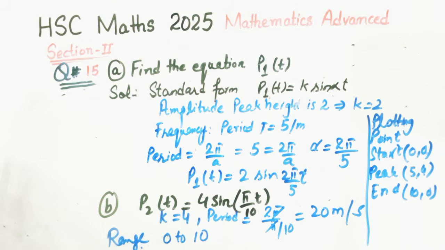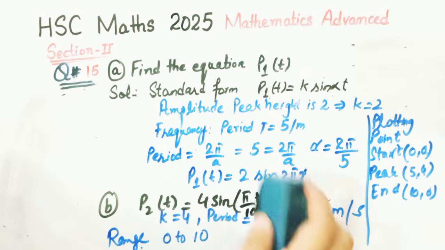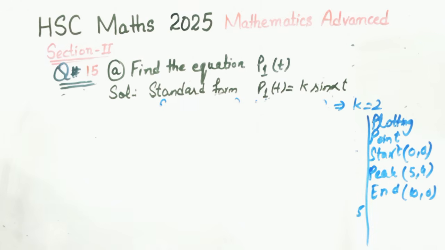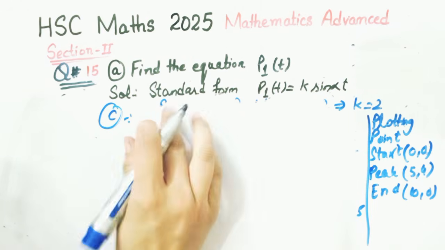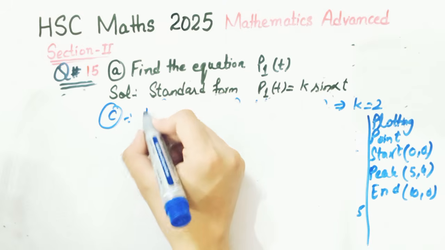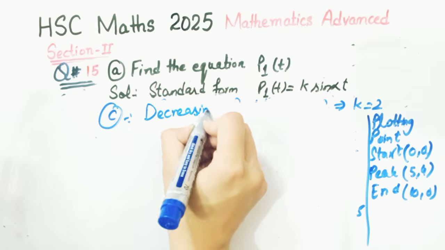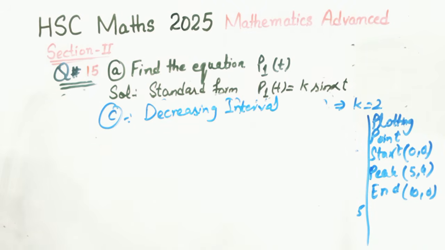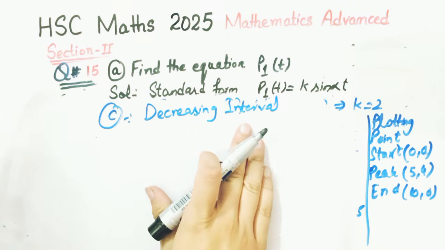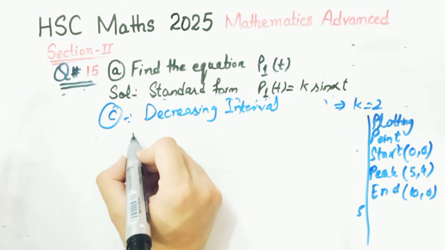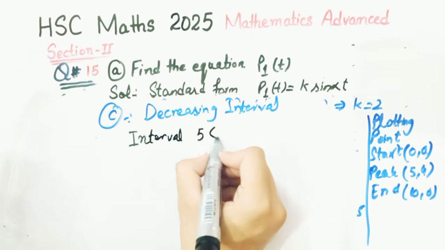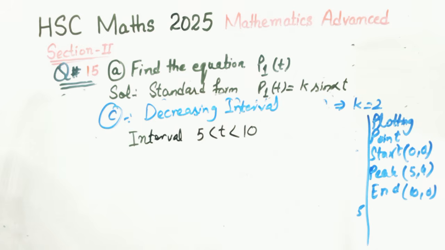Now we will find the part C solution. What does part C say? You have to tell what the interval is, increasing or decreasing. It will be a decreasing interval. The reason is that the slope will be downward after the peak height at t equals 5, as time increases. So the interval will be 5 is less than t and t is less than 10. So this is the range of the interval for time.